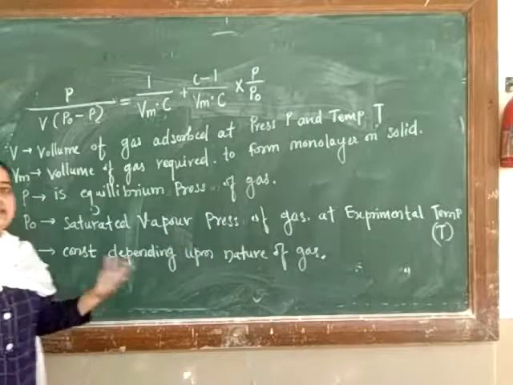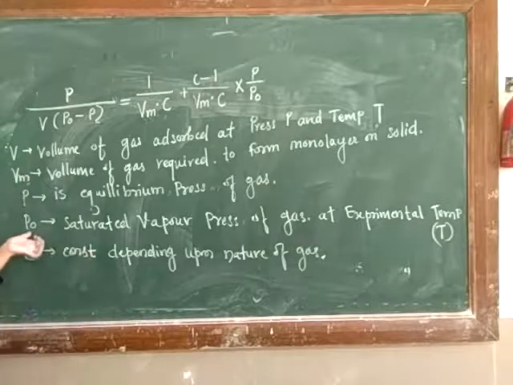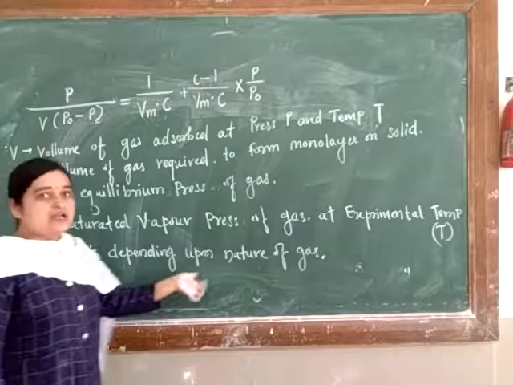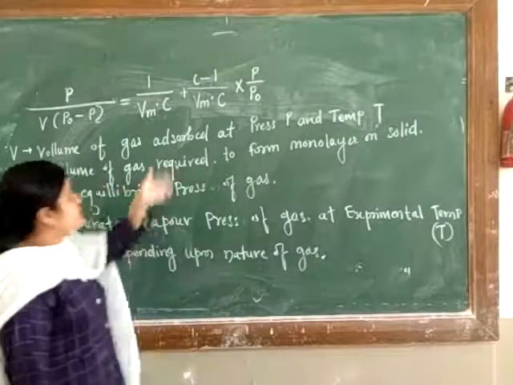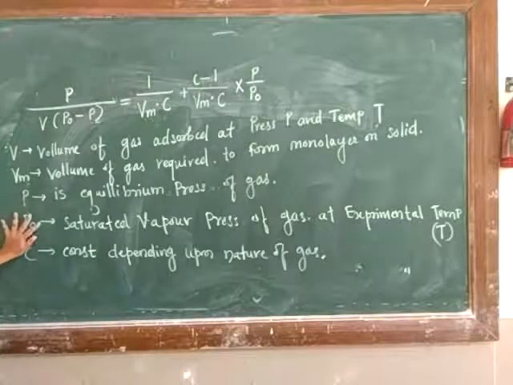T means when you did the experiment, the saturated vapor pressure which will be there can be explained by P naught. C is a constant which depends upon the nature of the gas itself. This is about our BET equation, which is very important when they ask you in the exam.